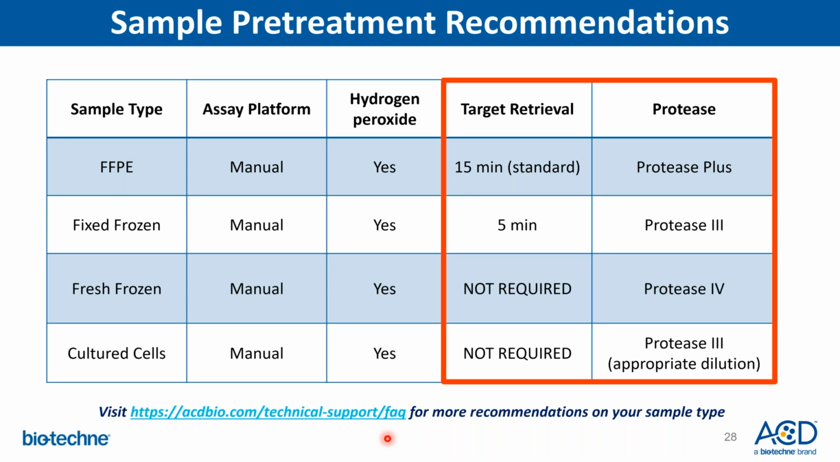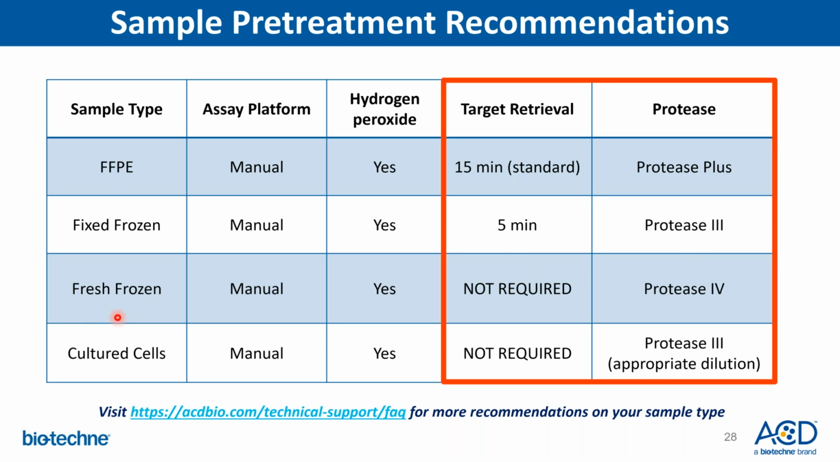As I mentioned earlier, the sample pretreatment varies from sample type to sample type. We're looking at sample pretreatment recommendations for the manual assays. So for FFPE samples, we recommend a target retrieval for 15 minutes at 100 degrees Celsius and using Protease Plus for the protease. Fixed frozen, because they are fixed at 4 degrees Celsius, the target retrieval time is shorter, which is 5 minutes, but you use a stronger protease, which is Protease 3.